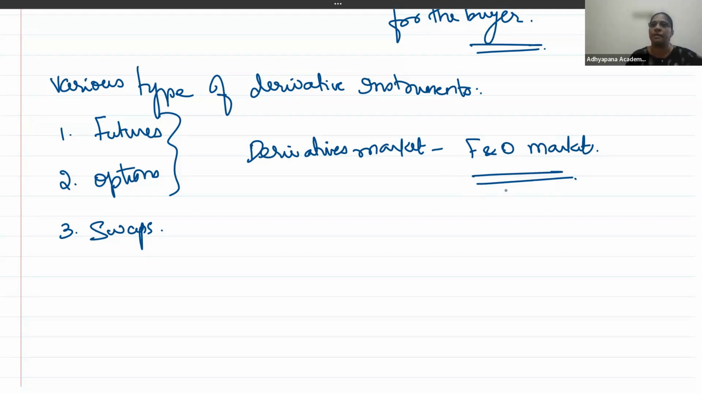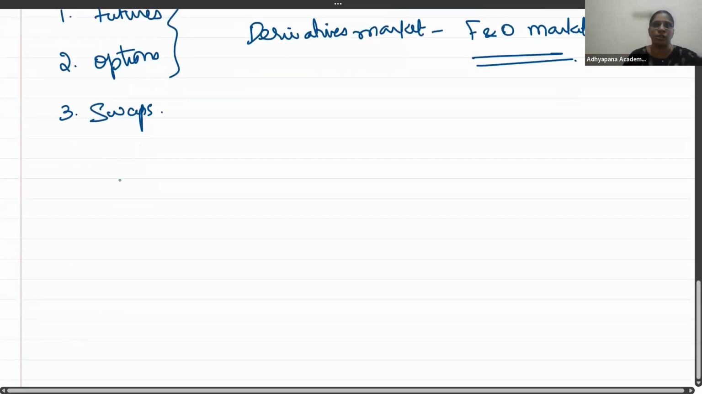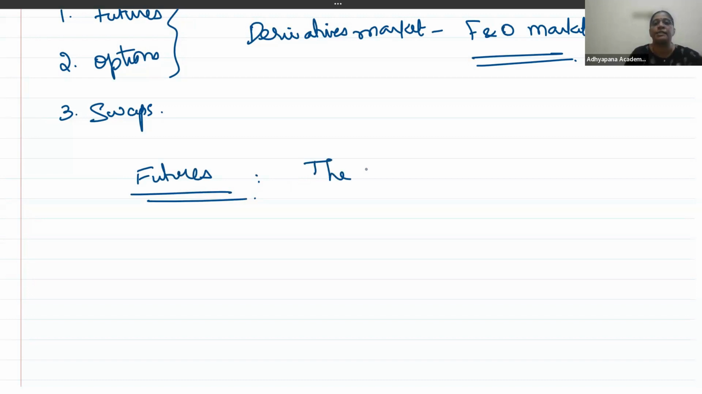So, what happens? I gave you an example that in the event of the price falling below the contracted price, he will lapse the contract and the buyer will buy from the outside market. So, instead of leaving the choice of exercising the contract to the buyer, you can enter into standardized contracts. What is futures? Futures is a type of contract. The contract is standardized.